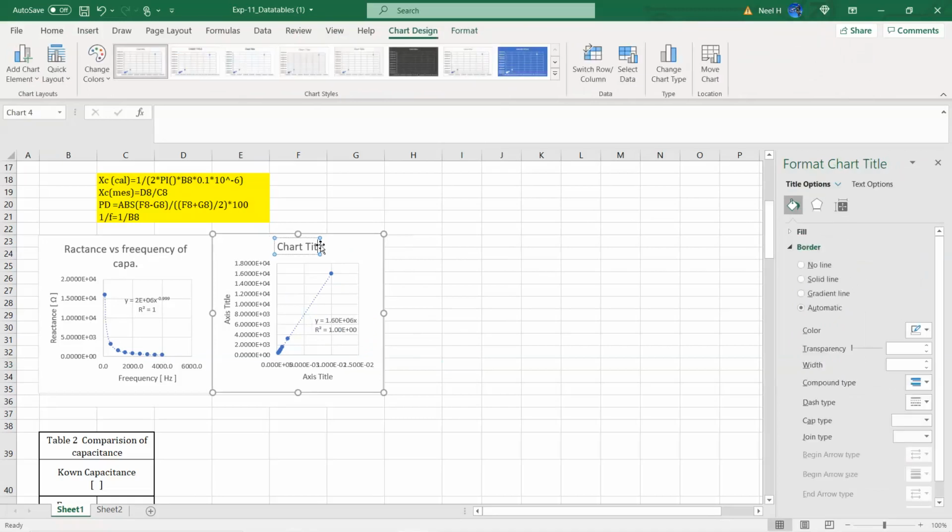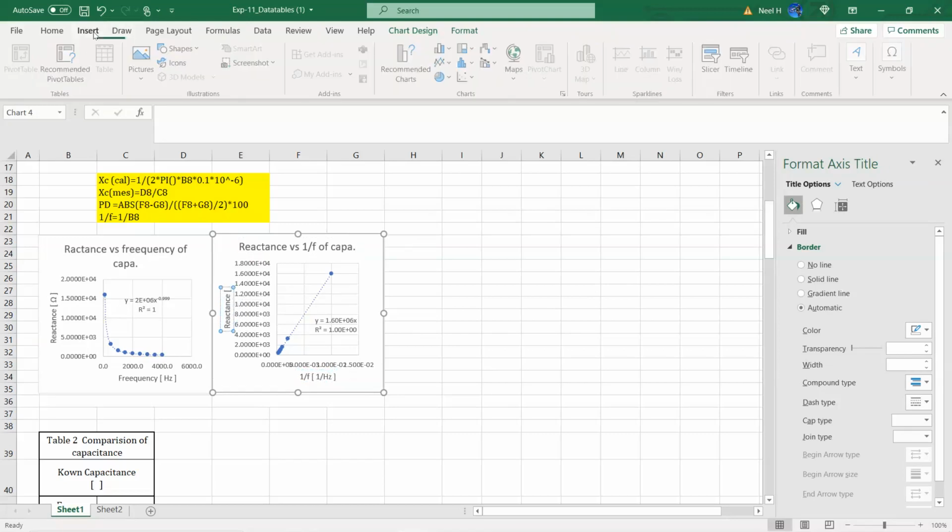All right, so the axis title is going to be again reactance versus, now this is 1 over frequency. You can say inverse frequency of the capacitor. And it's going to be the inverse frequency, 1 over f. Unit is also 1 over hertz. It's going to be still reactance, units ohm. All right, any question?